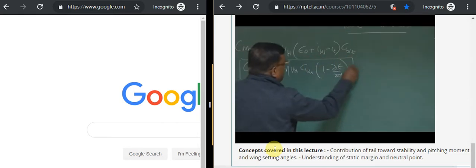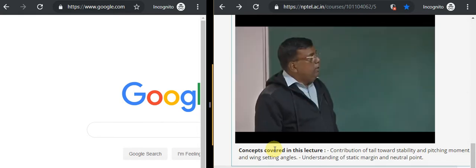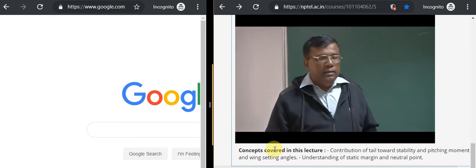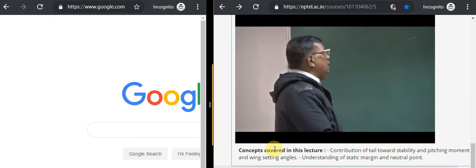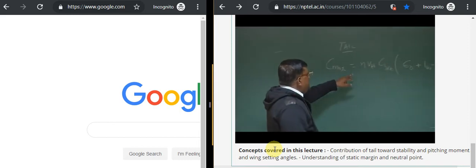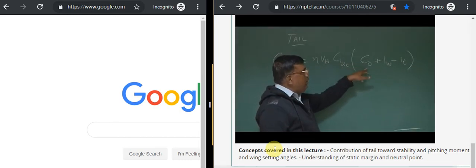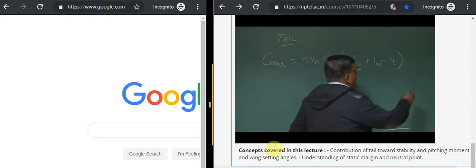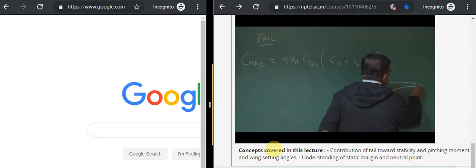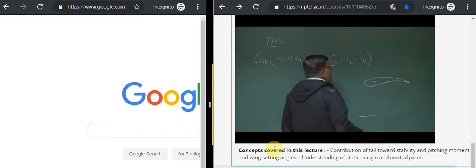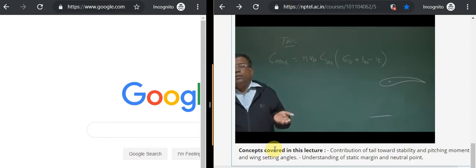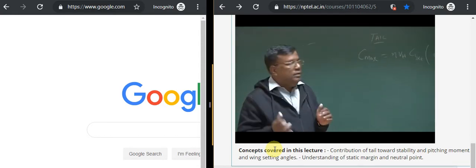Let us also now go back to the expression we developed for Cm naught tail. I have already written here that neta Vh is the tail volume ratio, then Cl alpha tail, epsilon naught. What was epsilon naught? Epsilon naught is because of the cambered wing, right? Even at alpha equal to 0, there will be a pressure difference that will give lift, and that will give epsilon naught.